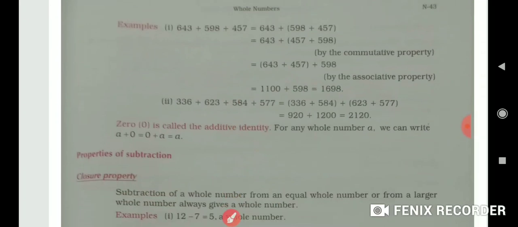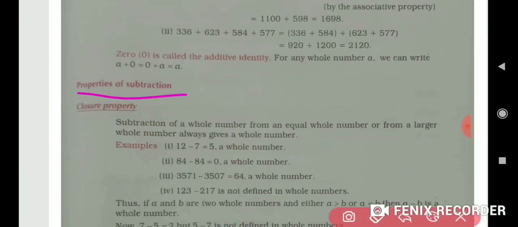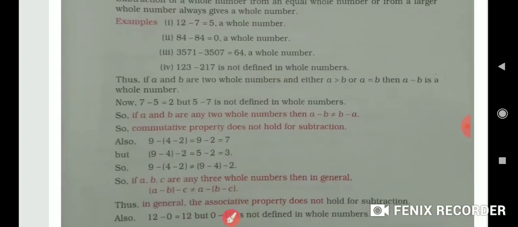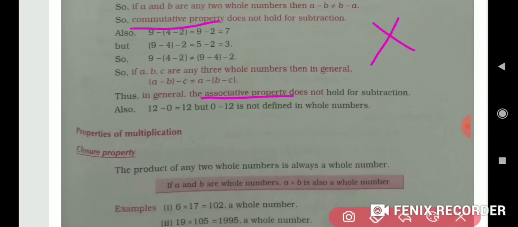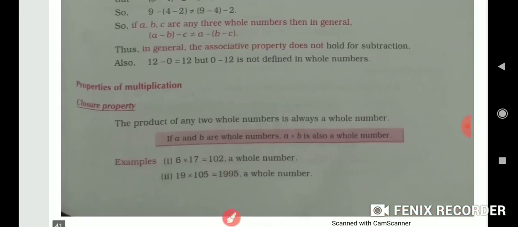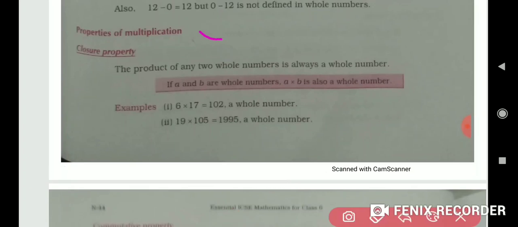Now next, I have explained about the properties of subtraction. In subtraction, the closure property is applicable. Okay. Then in subtraction, the commutative as well as the associative property is not applicable. We can't prove that A minus B is equal to B minus A. Okay. As well as this property. Now, the properties of multiplication.